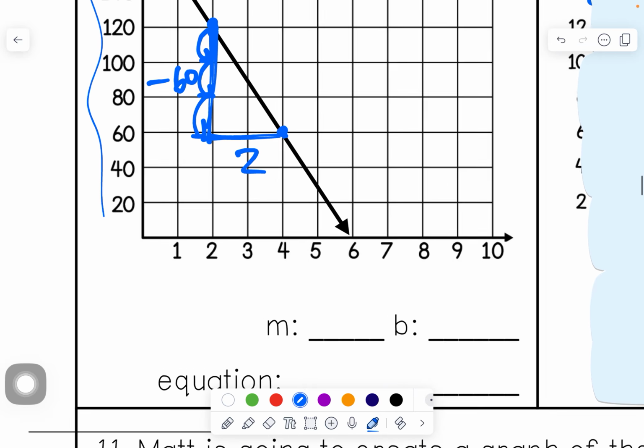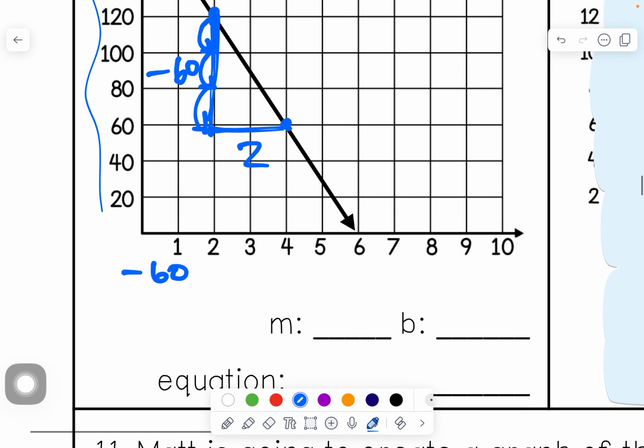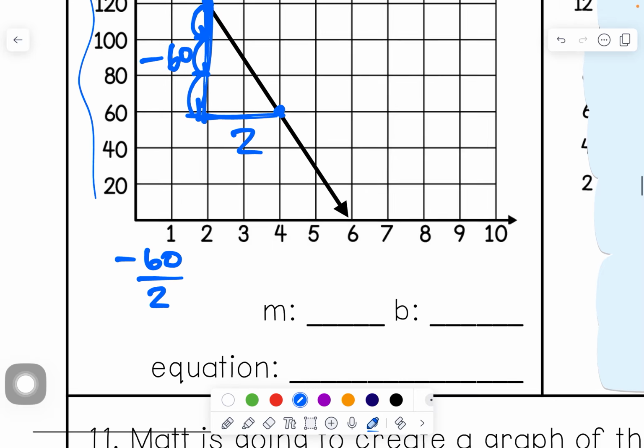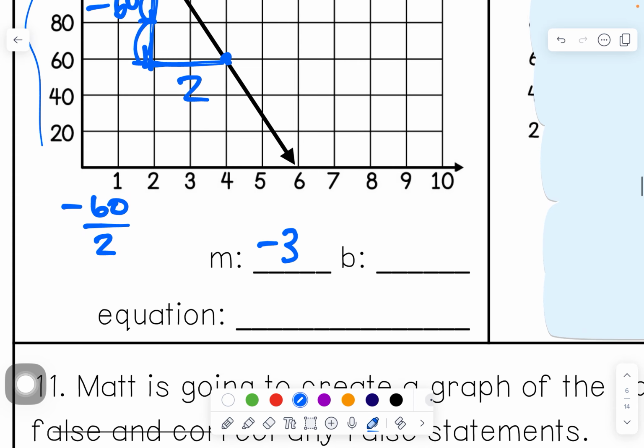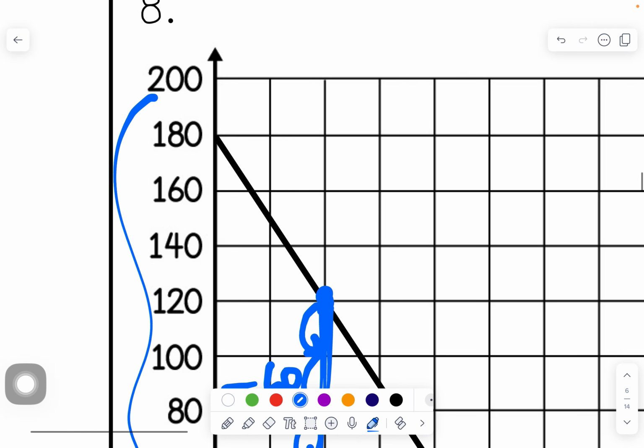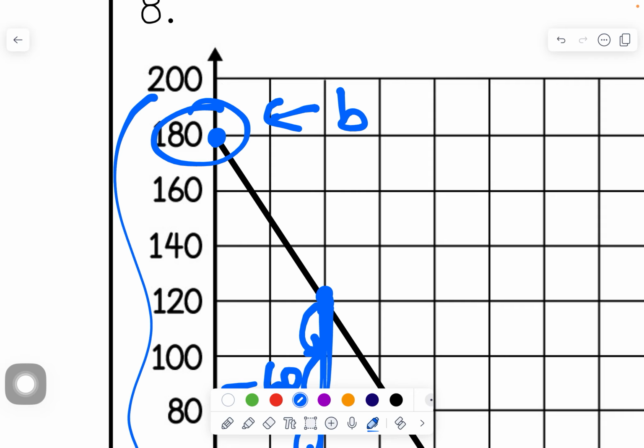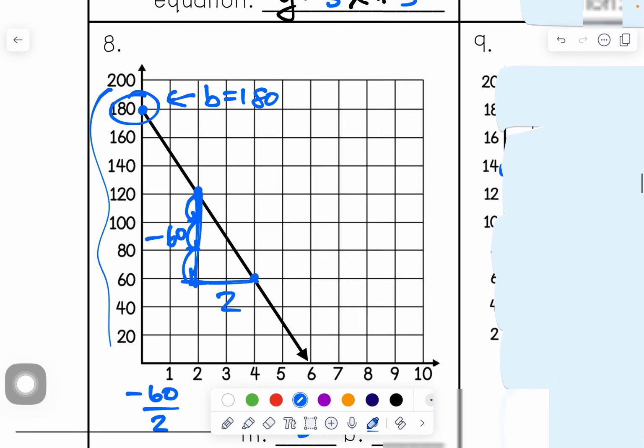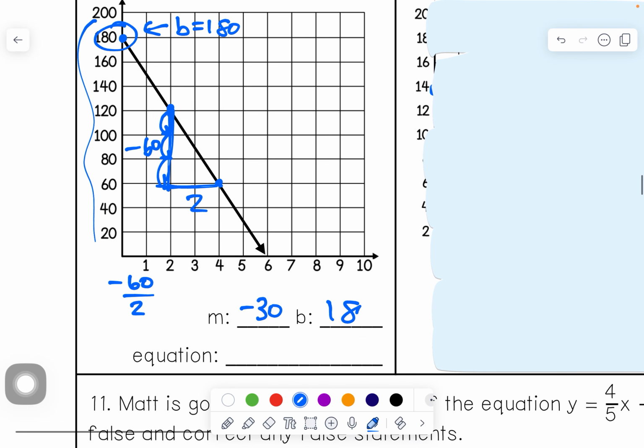Just as a side note here, down 60, right 2. I want to simplify that. My slope ends up being -30. Come back up here to see my b value. Again, it's wherever it touches the y-axis. Right there, I can see it. So my b is 180. So I fill that in.